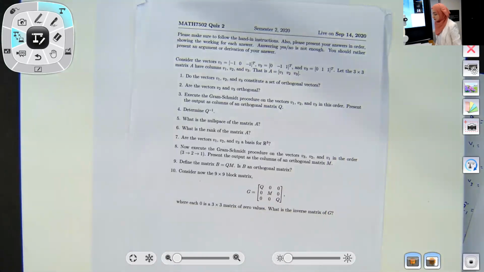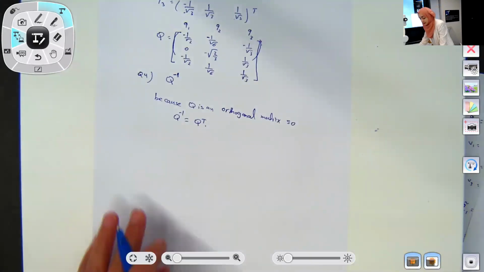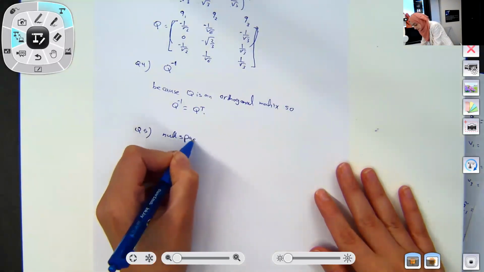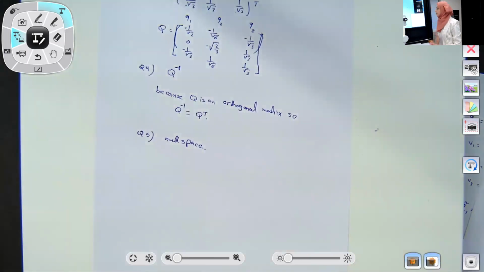Okay. In part 5, they ask, what is the null space of the matrix A? We need to find the null space. After we applied Gram-Schmidt, we found that the vectors Q1, Q2, and Q3 are linearly independent. So if the vectors are linearly independent, the null space equals 0. So the null space of this matrix is just 0, 0, 0 transpose.